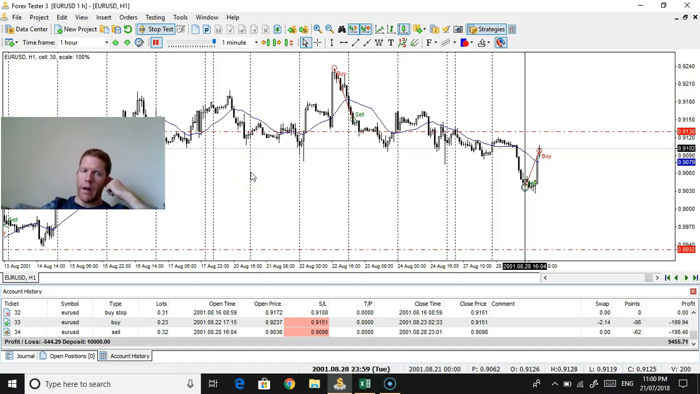For anyone that hasn't seen this stuff before, it's called Forex Tester 3. It's actually a dedicated software for back testing, so it's not like using TradingView or anything like that. Everything here is at your disposal.